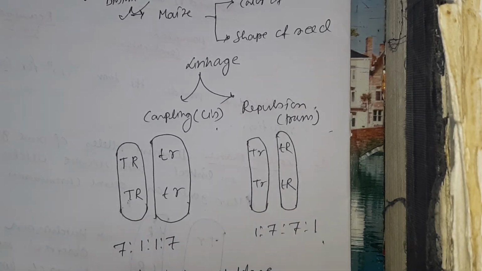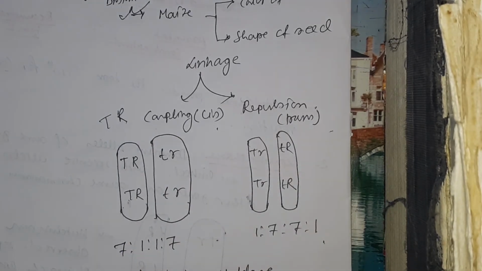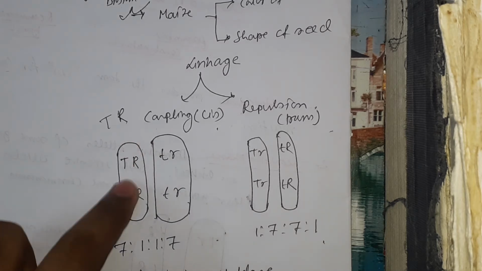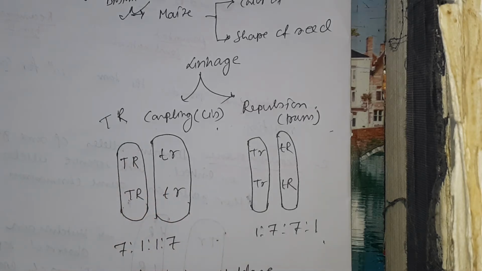So linkage has two phases: one is the coupling phase and the other is the repulsion phase. In the coupling phase, suppose we are talking about a dihybrid cross between two parents. That means we are considering two parents that differ in two characters. That is why we use the term dihybrid, and these two character-controlling genes are T and R. If the dominant alleles of the genes are located in the same chromosome and the recessive alleles of them are on the other chromosome, then the phase will be the coupling phase.